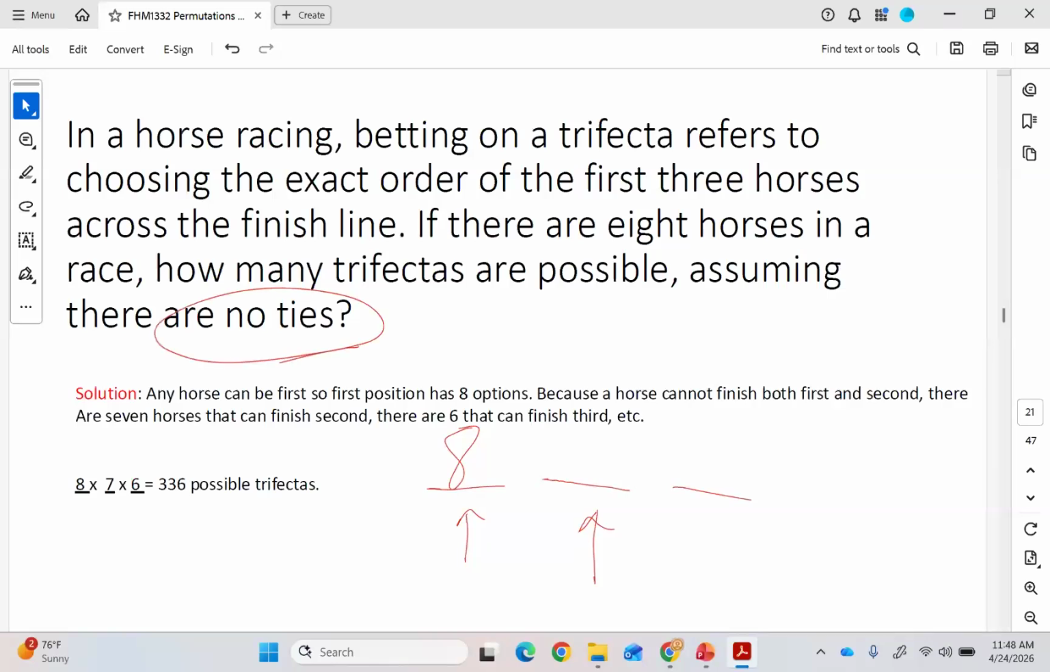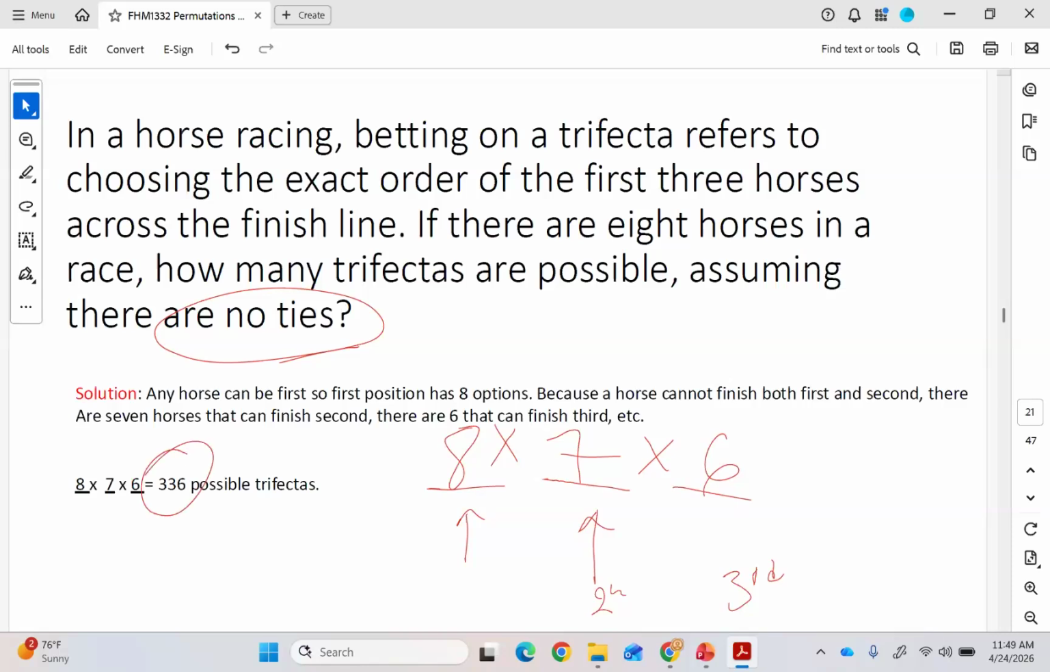Now, in how many ways can you select the horse that comes in second place? Since there are no ties, no repetitions are allowed. So if I chose a horse, then there are seven available for second place. And then for third place, this would be six, and you just multiply 8 times 7 times 6, and this is our answer. So the number of trifectas is 336.